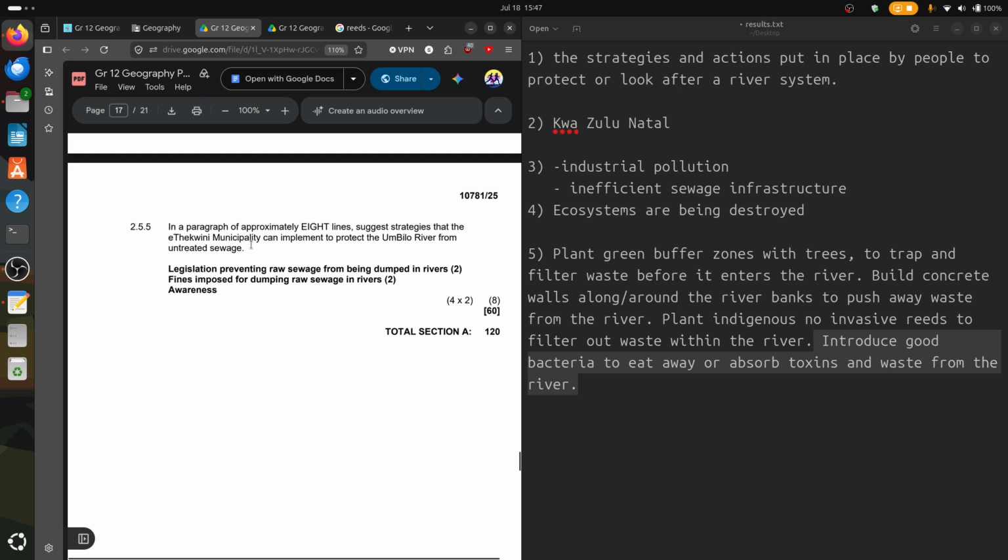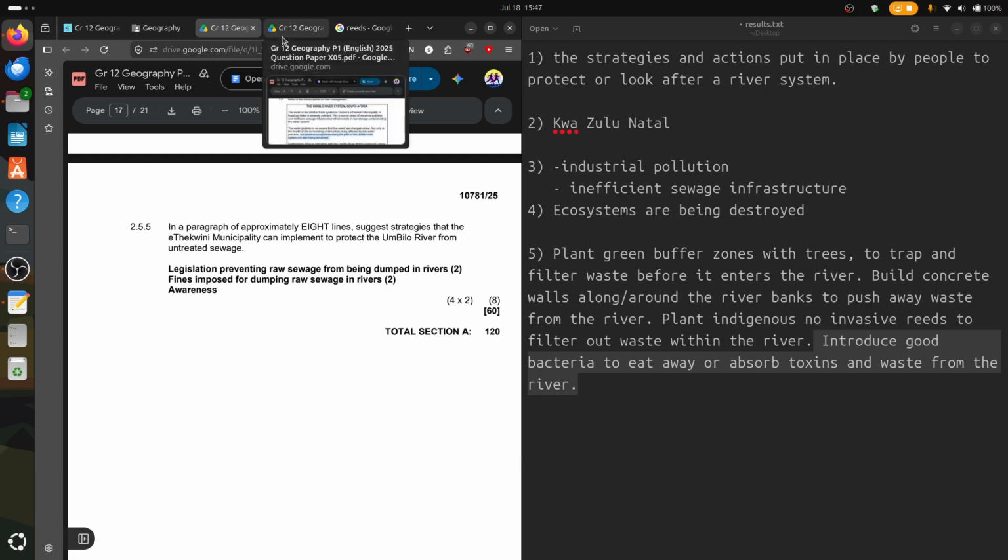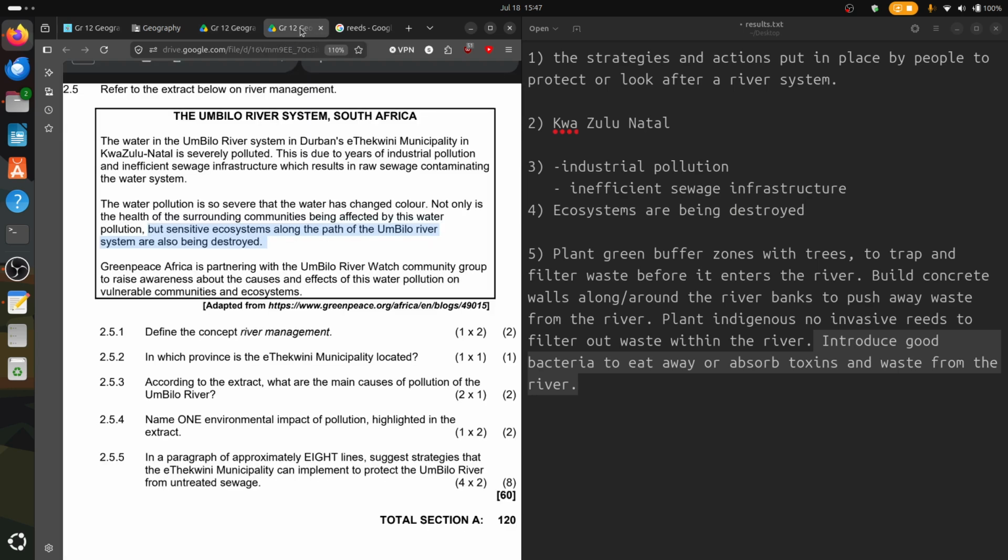They gave us 3. Legislation preventing raw sewage from being dumped in rivers. Yes, you can introduce laws or bylaws to prevent sewage from being dumped into the river. You can also impose fines for dumping raw sewage in rivers. You can raise awareness. These are all points. There could be others, there could be more, right? But this is it for today.